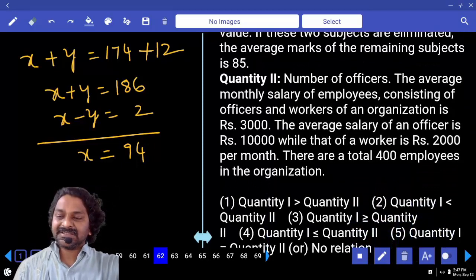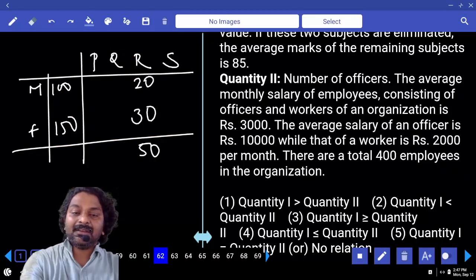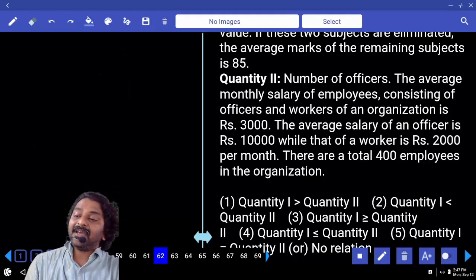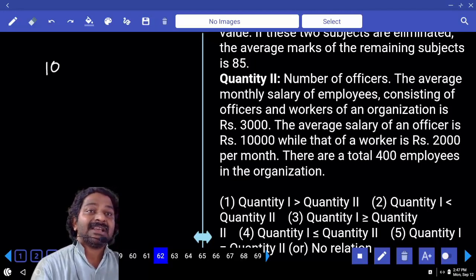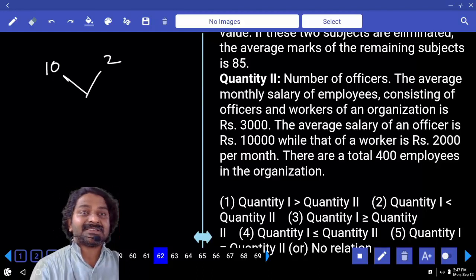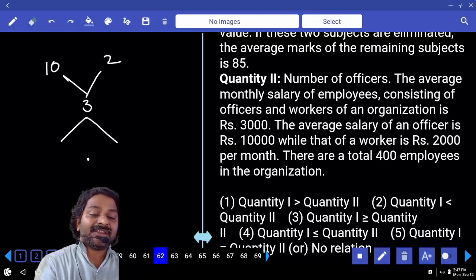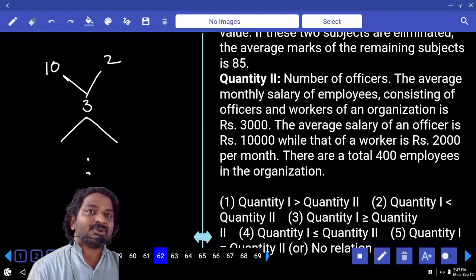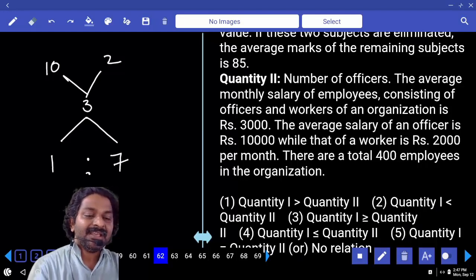Next question: the average monthly salary of employees consisting of officers and workers of an organization is 3,000. The average salary of officers is 10,000 while that of workers is 2,000. If we take alligation, we will get the ratio between the number of officers and workers. That is 1:7.